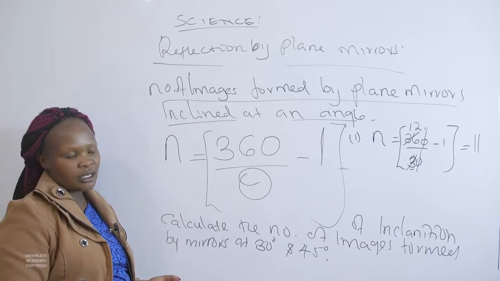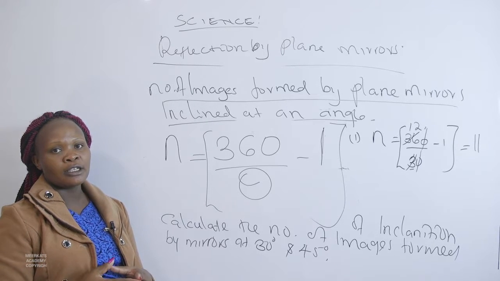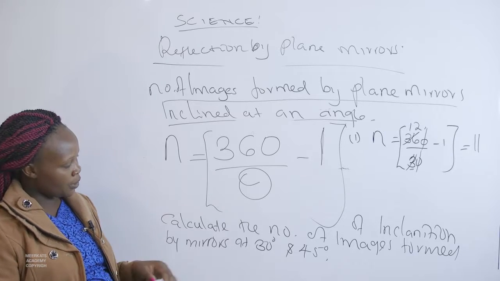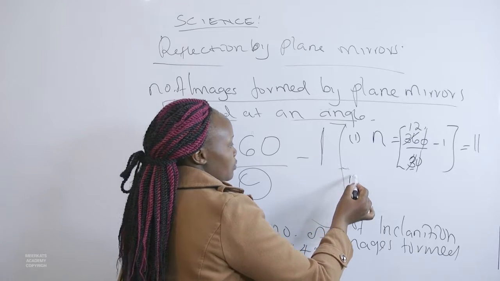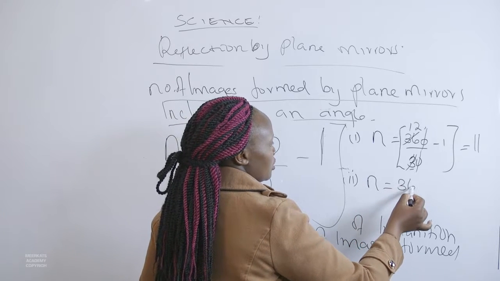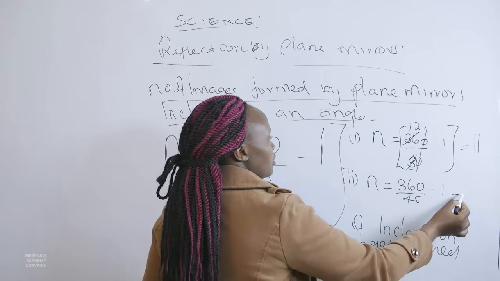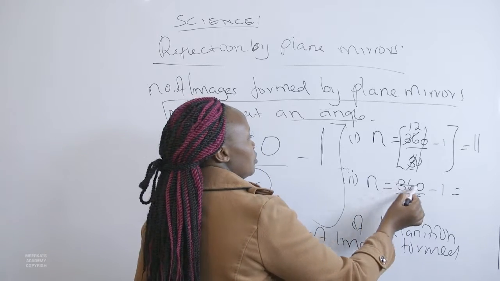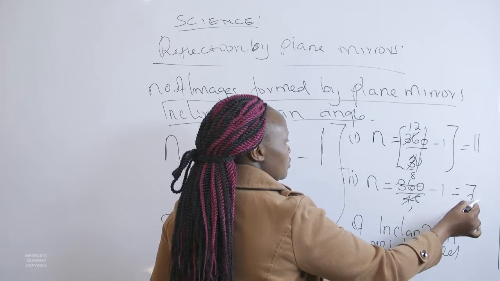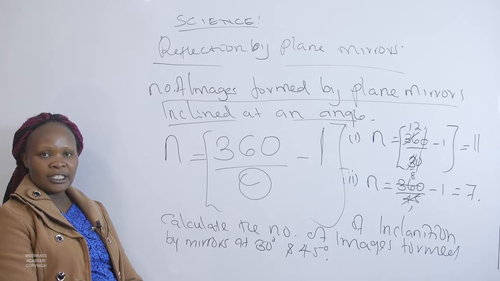So if you have mirrors inclined at an angle of 30 degrees, you expect that the mirrors would form 11 images. Number 2 was an angle of 45. You take your n to be 360 over 45, and then you subtract 1. If you cancel, this will be 8. 8 minus 1 gives you 7. So you will form 7 images.